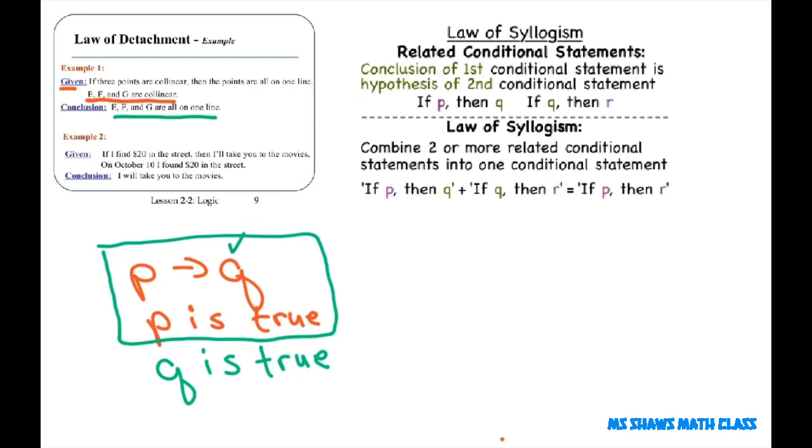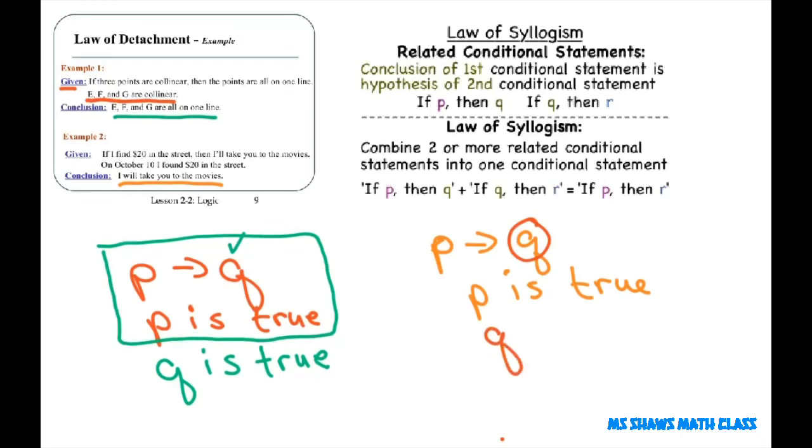And example 2: if I find $20 in the street, if P, then I'll take you to the movies. I did find $20 in the street, so P happened. So P is true. Therefore, the conclusion, which is our Q, has to be true. And we already went over this. So basically, if P then Q, and if Q then R, then we have if P then R. And that's it.